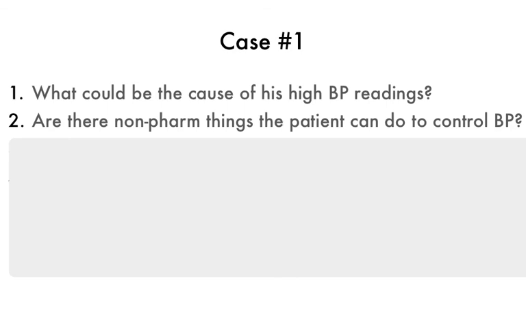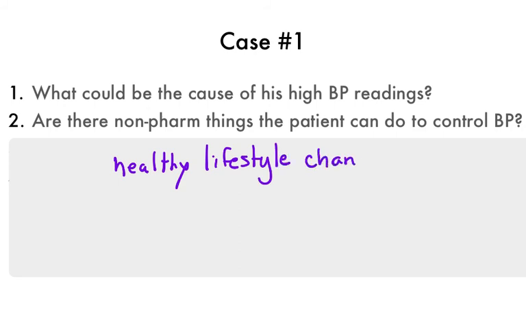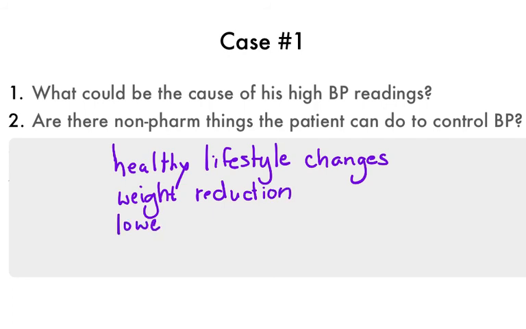What are some non-pharmacologic things that the patient could do to lower blood pressure? Well, certainly he could be counseled on healthy lifestyle changes to lose weight, to lower his sodium intake. All of these things could benefit any patient, even if he is not chronically in the high blood pressure range. Certainly if we do have baseline readings that suggest he's trending toward hypertension, these would be the first things we need to do to make an intervention on his high blood pressure.